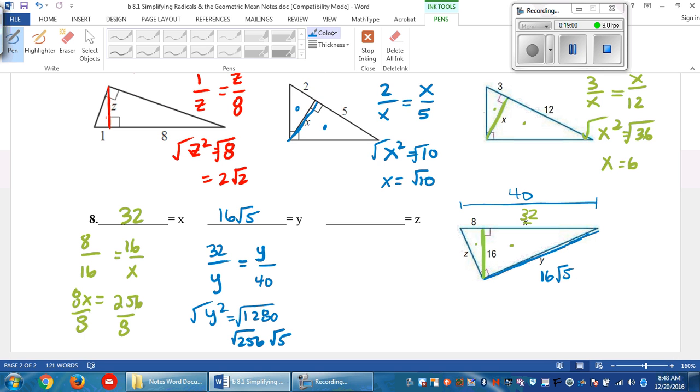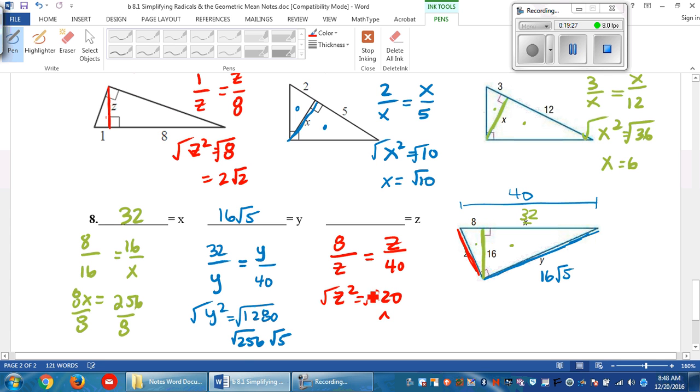And last but not least, z. Z is over here. It's between the small one and the large one. So z is the geometric mean between the small one, which is 8, and the large one, which was 40 from the last example. Z squared is equal to 320. Root it, which means it's root 64 and root 5. So we get 8 root 5 for the last side.